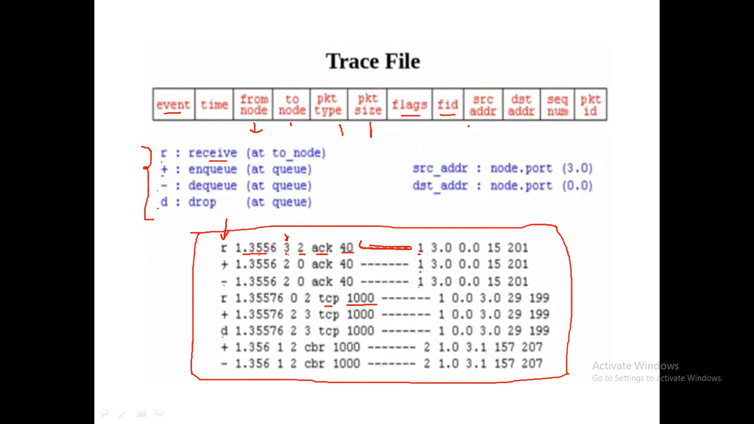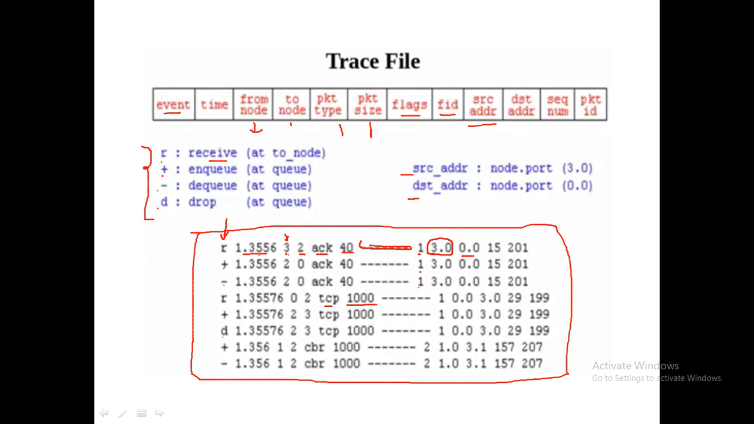Next field is source address. So you have two things: one is the source address, the other is the destination address, right? Now here the source address is 3.0. Here we don't actually use the IP address; this is how it is used in NS2. That means this is the output of a program where node 3 is the source, so the source address is 3 and the destination address is 0.